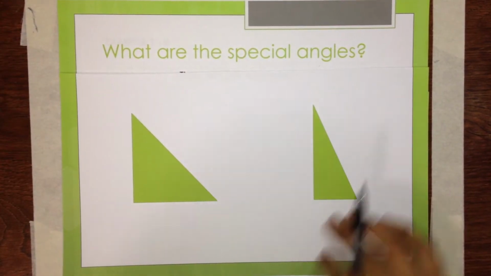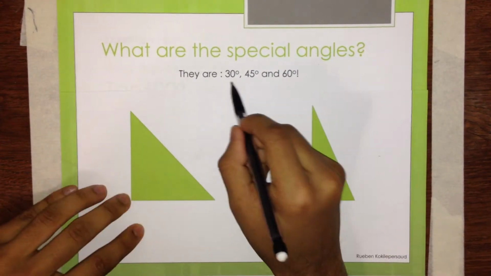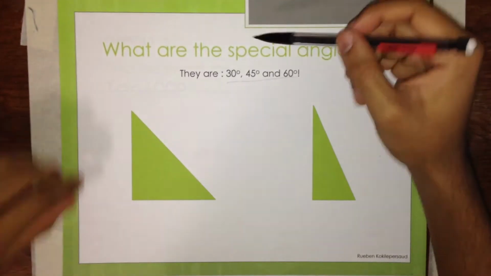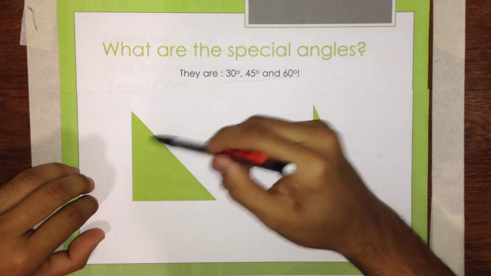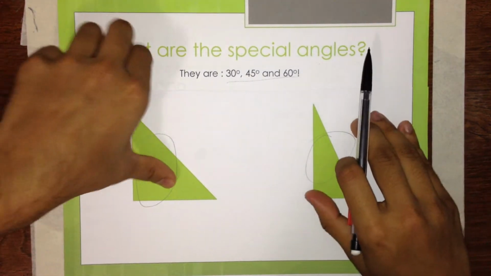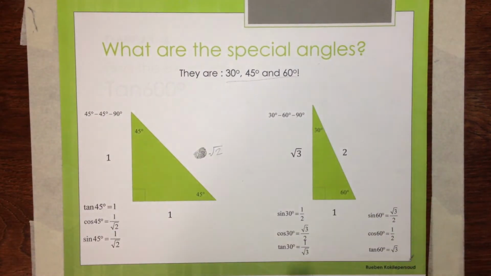So, what are special angles? The special angles are 30, 45, and 60 degrees, and the trigonometric ratios of these angles can be determined using triangle 1 and triangle 2. Now, let's look at these triangles in more detail.